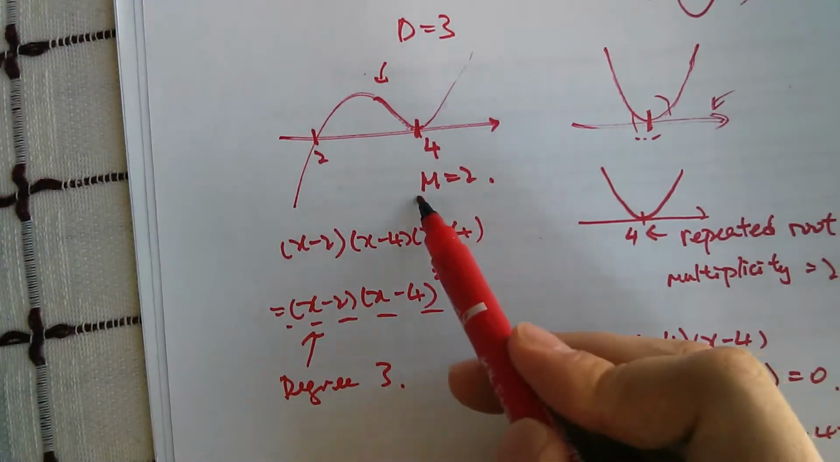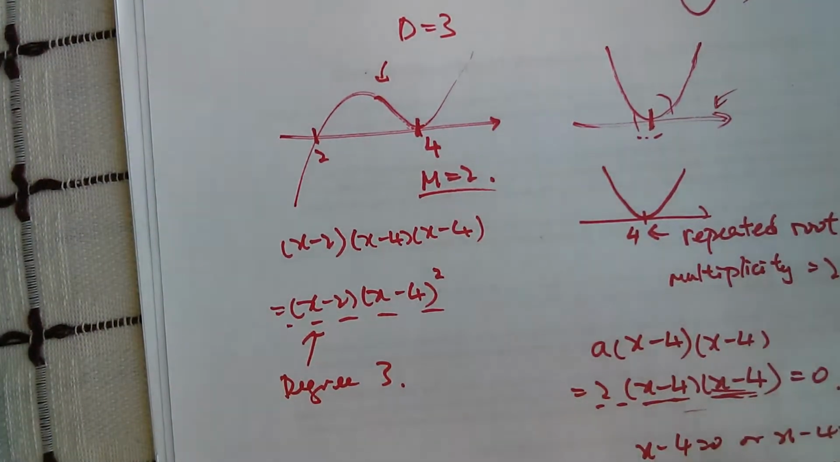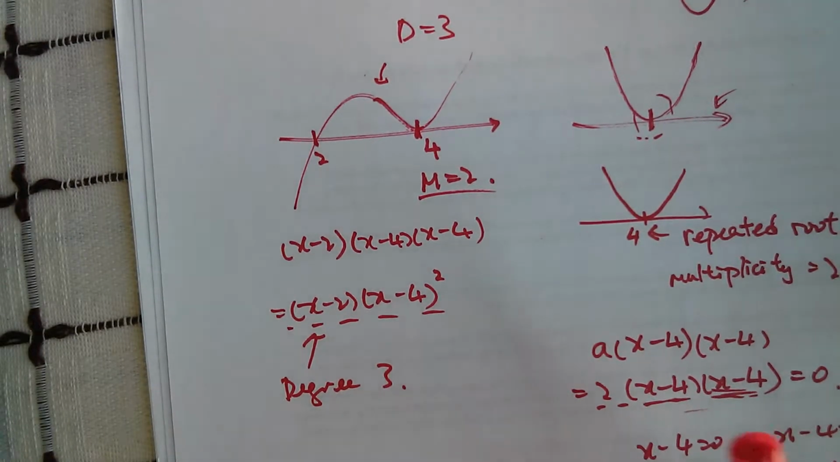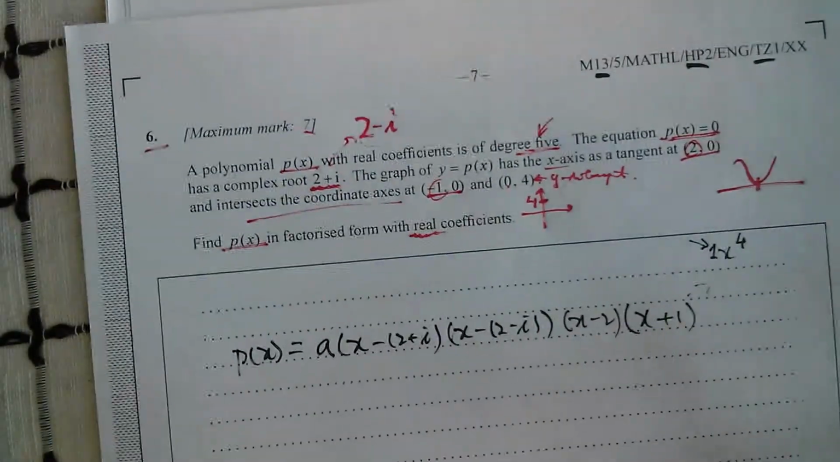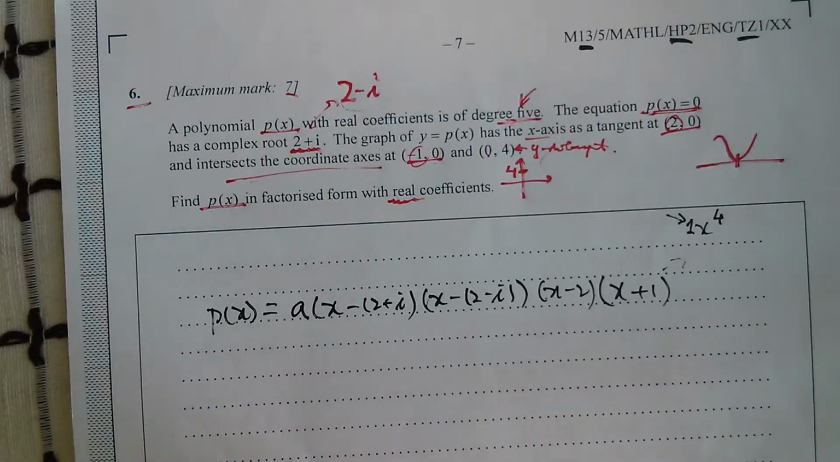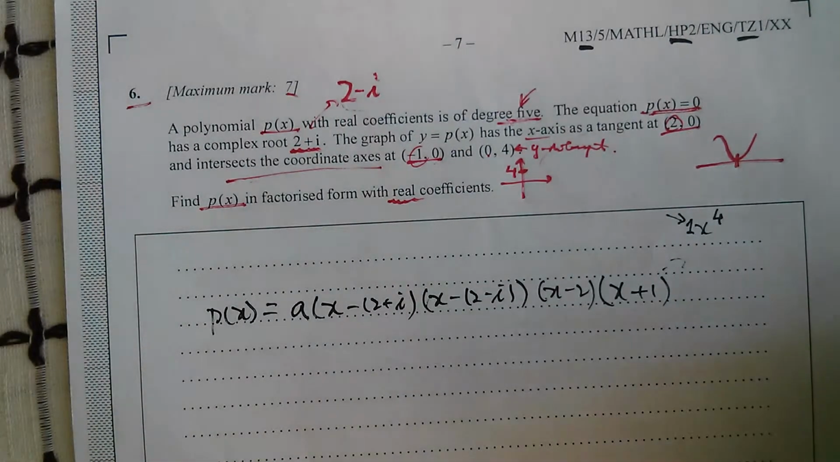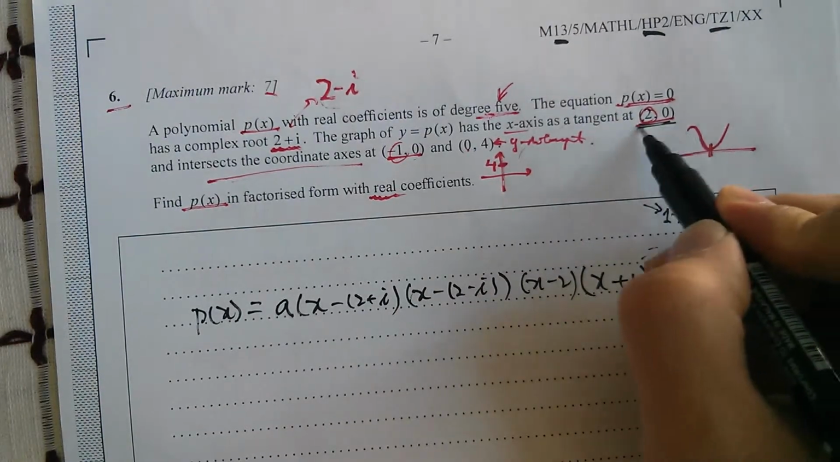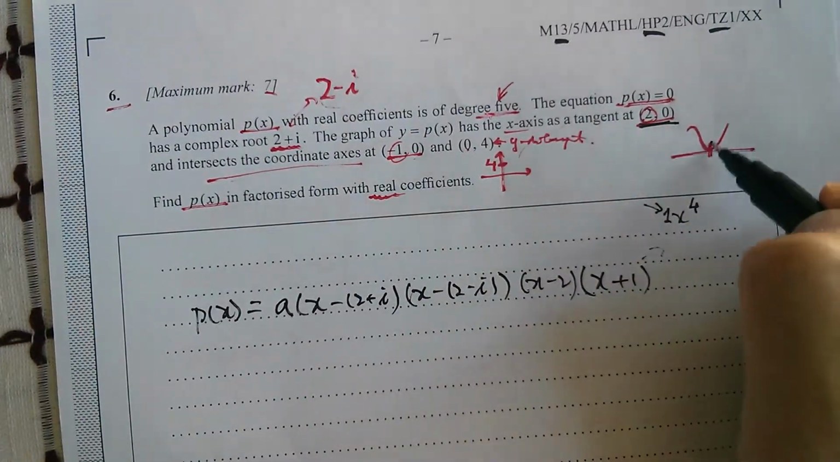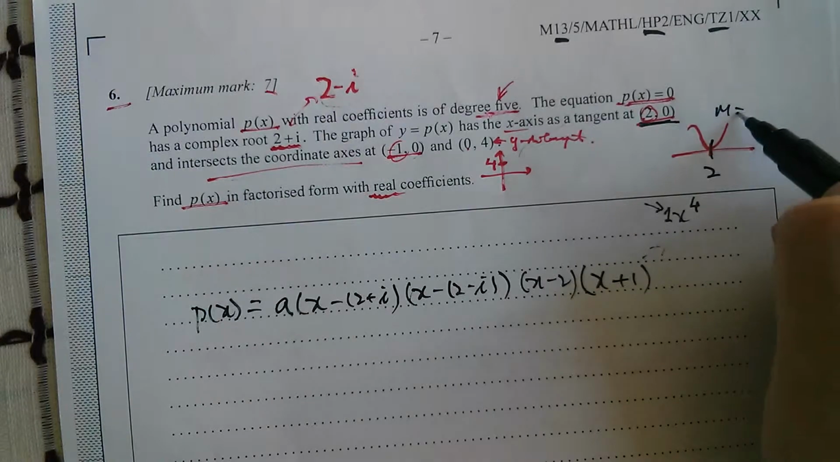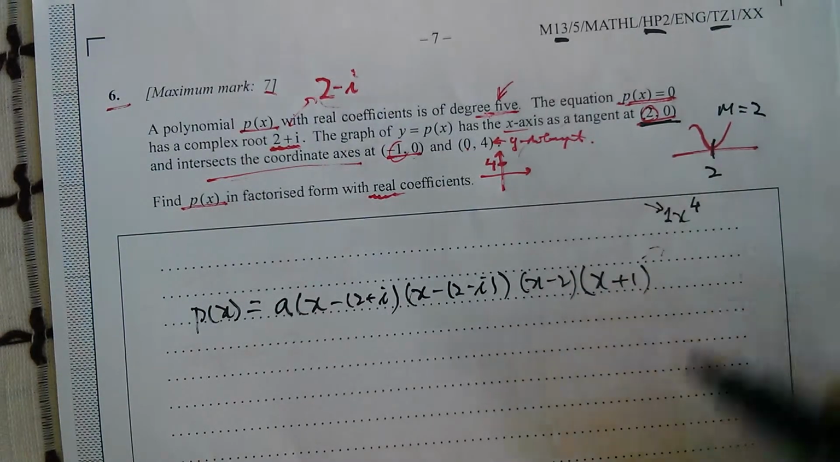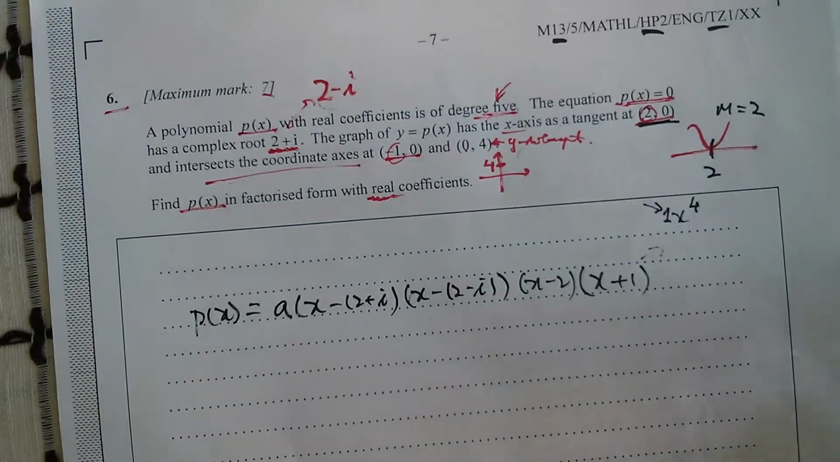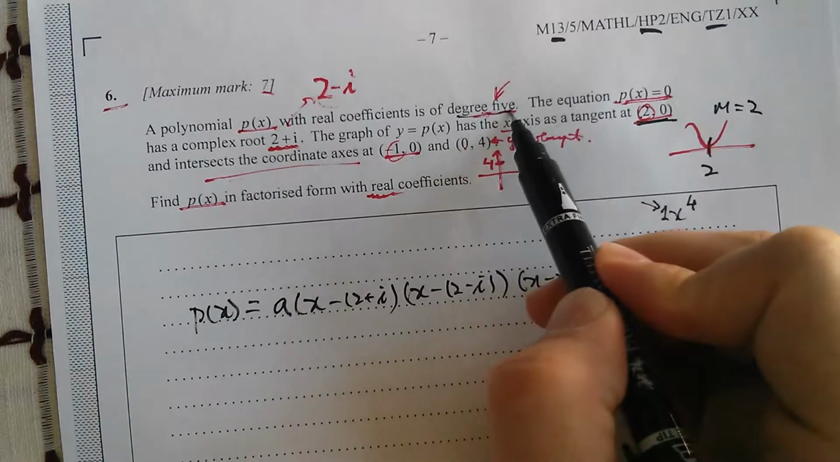Okay? Because the multiplicity is at least 2. Now, if you understand this, we can go back to our question. For this case, we have the x-axis as a tangent at (2, 0). That basically means at 2, the multiplicity is at least 2. We also know that it's actually exactly 2 because the maximum degree is 5.